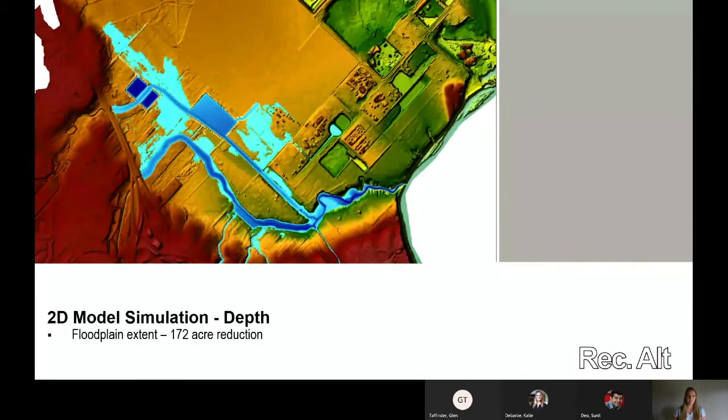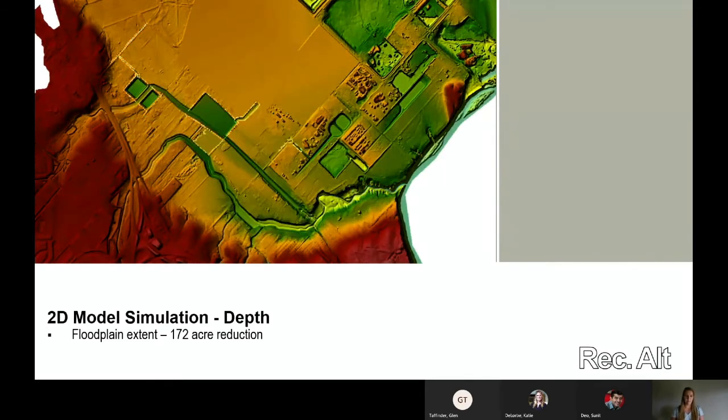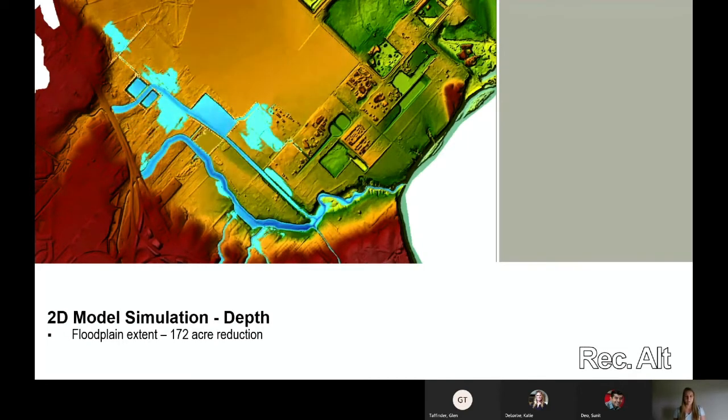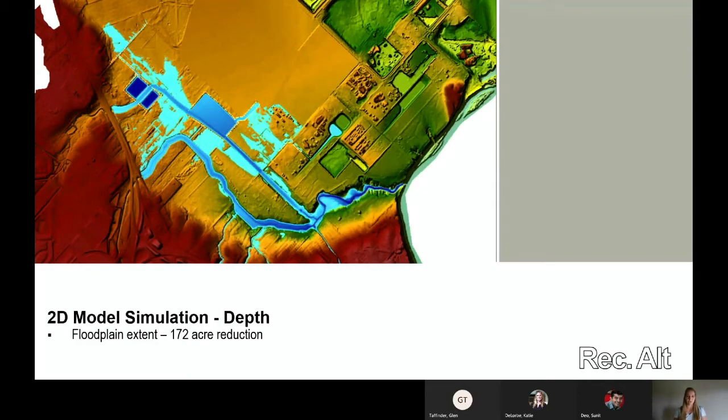Move on. I'll show you a quick video of what happens whenever we implement these channel improvements. So not all flood water is contained within the channels, but that's okay. That's not our goal. Our goal is to reduce inundation or flood risk reduction for structures.